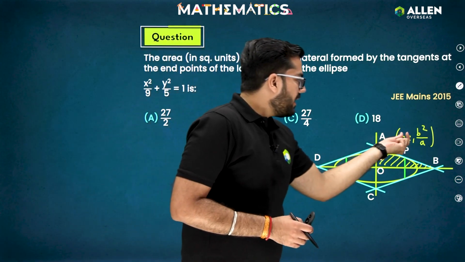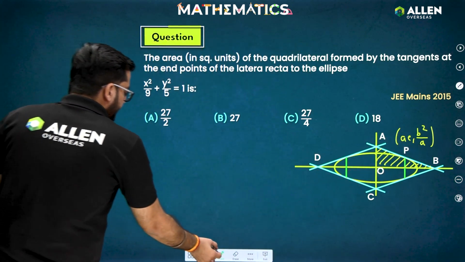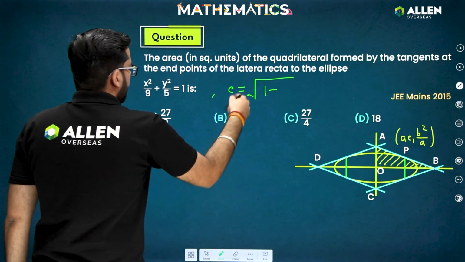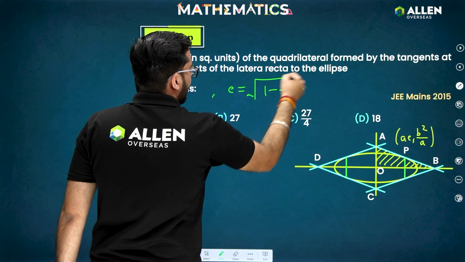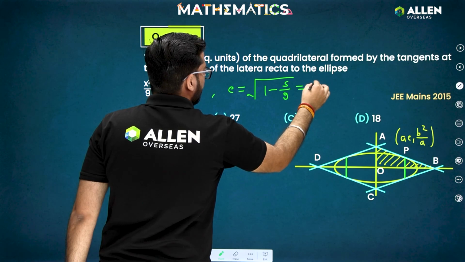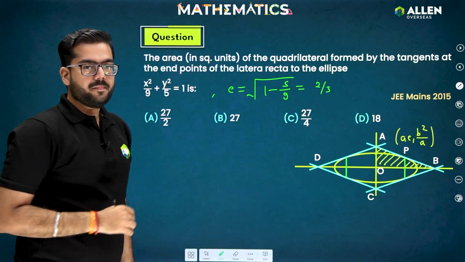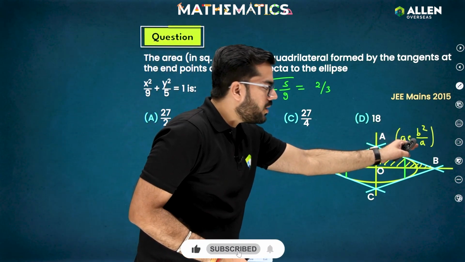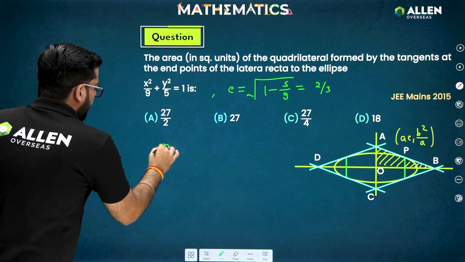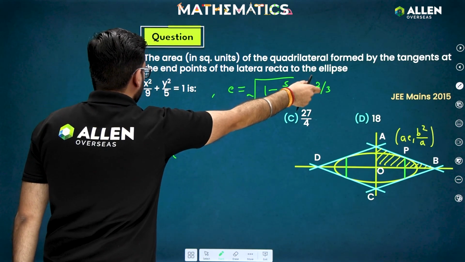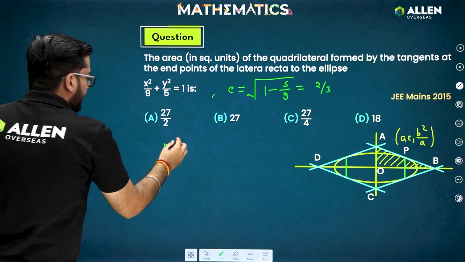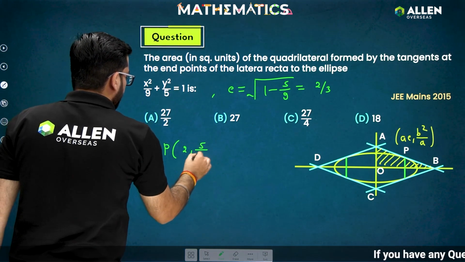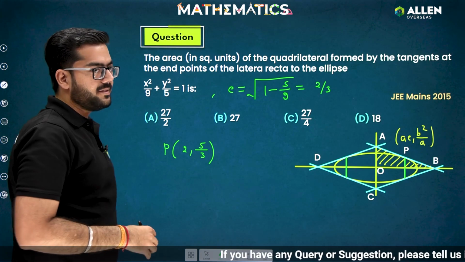So here we need to find the eccentricity, and we can find it very easily. The eccentricity you will get is square root of 1 minus 5 upon 9, then you will get 9 minus 5, 4 upon 9, that means 2 upon 3. Now once we have the eccentricity, we can write the actual coordinates of P. So P would be (ae, b square upon a). Here e is 2 upon 3 and a is 3, so you can write 2, and the y coordinate is b square upon a, so b square is 5 and a is 3, so P is (2, 5 by 3).